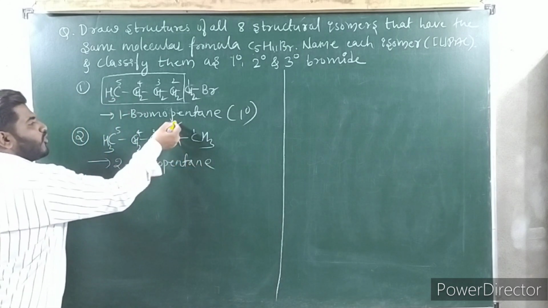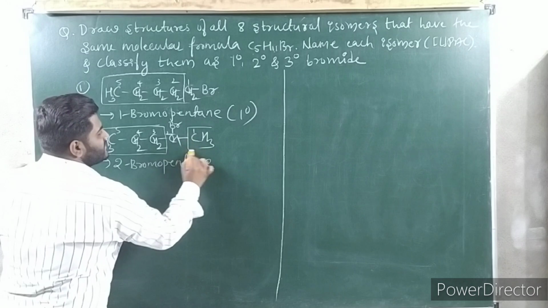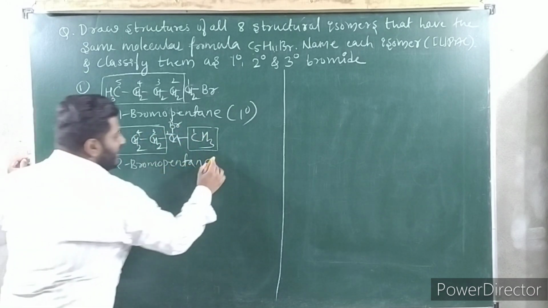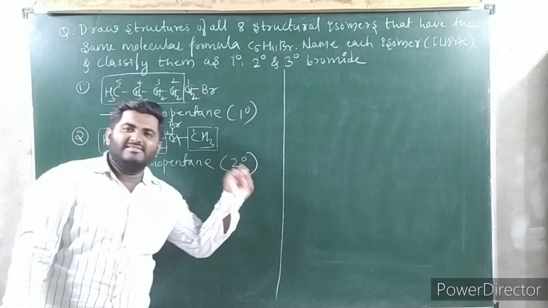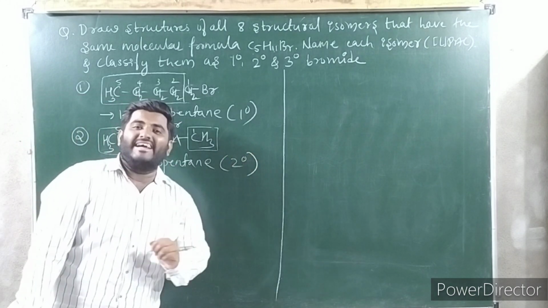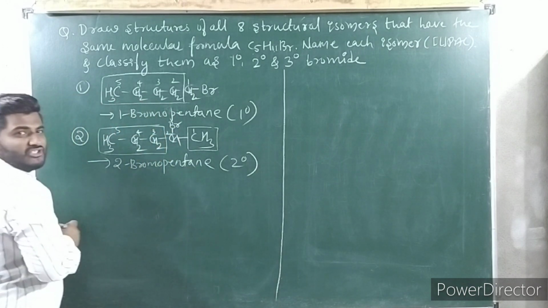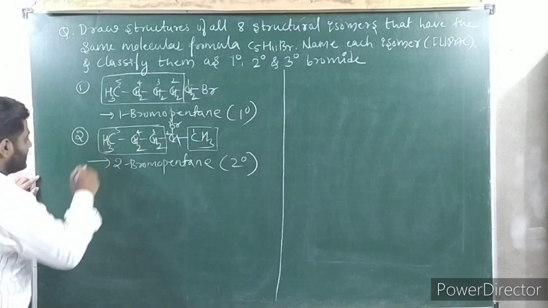Check it. The bromine-containing carbon has one substitution on this side and one on this side, so two substitutions. Therefore, this carbon is secondary and the bromide is a secondary bromide. 2 degree means secondary. Getting it? So for the third case, you write bromine on the third position.